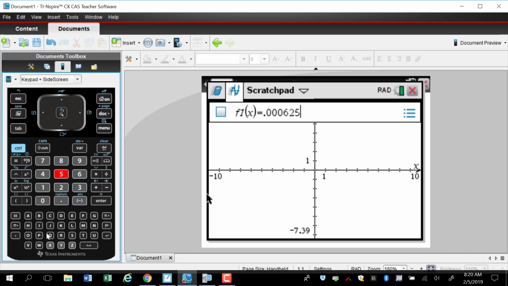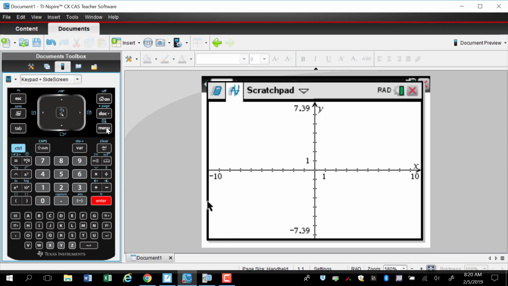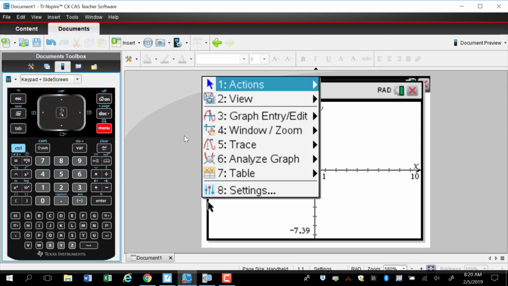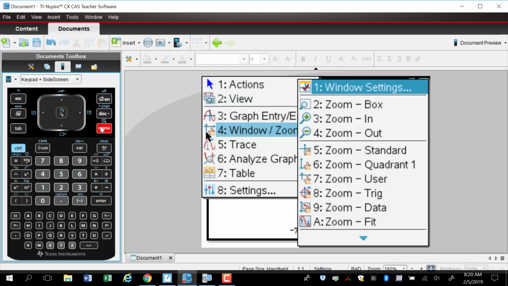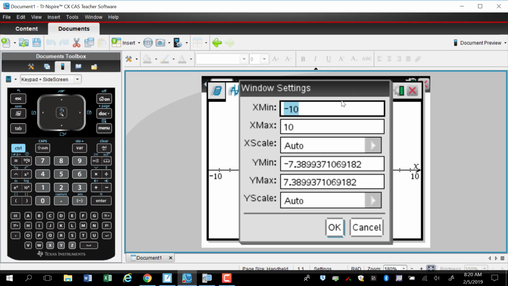We can hit here, and now we're going to put in our graph: 0.00625 x squared minus 0.5x plus 100. If you notice, you click enter and nothing appears. That's because we have not set our window. This is the key part for these types of problems, learning how to set our window to what we need to know. So hit the menu button, and everything can really be found in the menu on these calculators. Hit window and go to window settings.